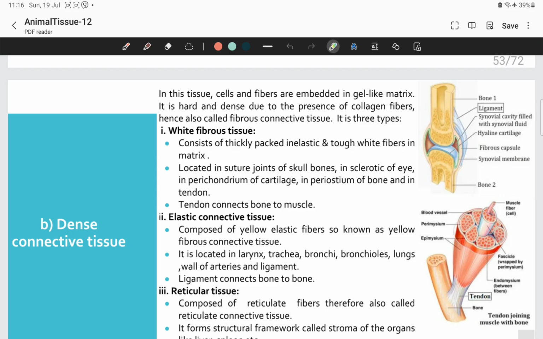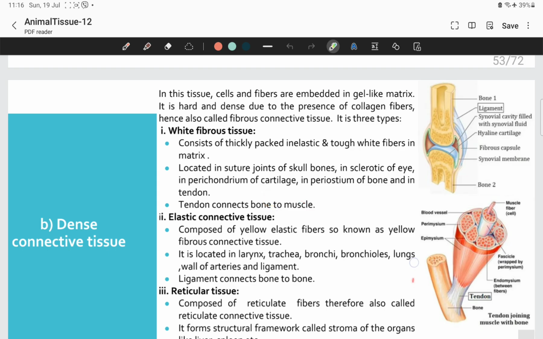Similarly, it is present in the outermost layer of the eye, that is called the sclerotic layer of the eye. It is also present in the outer layer of cartilage, that is called perichondrium. It is also present in the outer layer of bone known as periosteum, and it is also present in the tendon. And tendon is a connective tissue which binds our muscles with the bone.